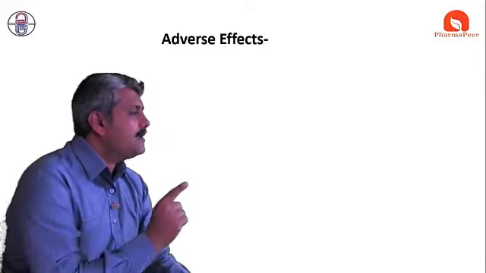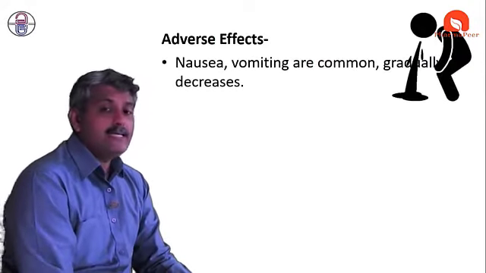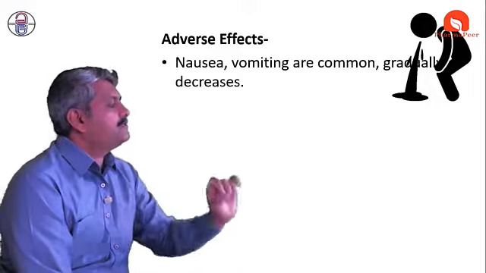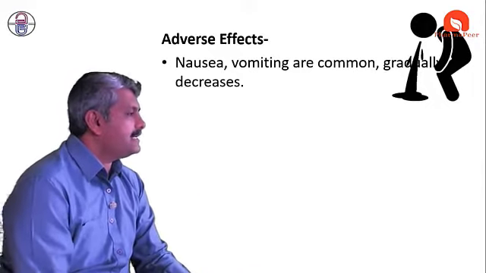A possible adverse effect, one common effect that we have seen, is nausea and vomiting. Why is there nausea and vomiting? Because it activates the chemoreceptor trigger zone. Due to the activation of the chemoreceptor trigger zone, it gives nausea and vomiting, and gradually this decreases.